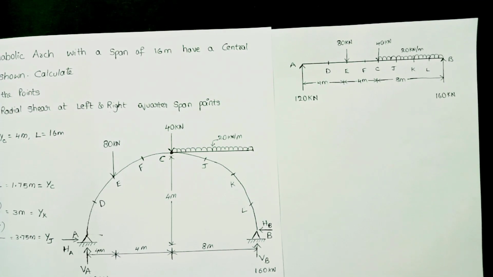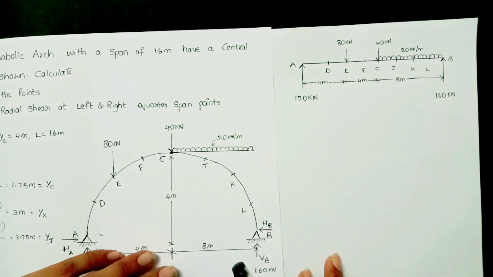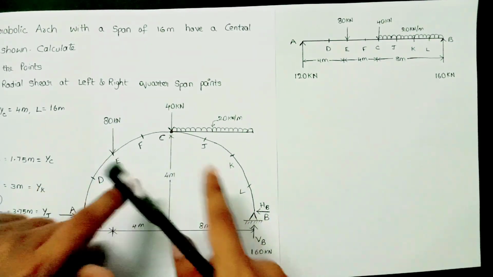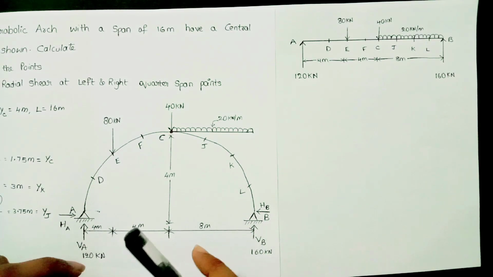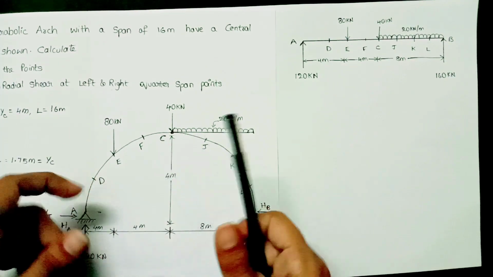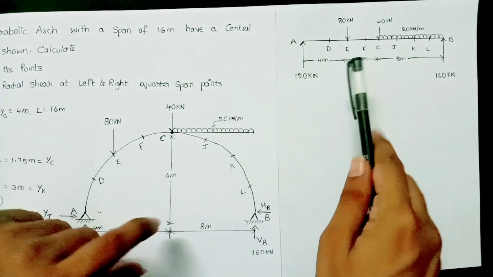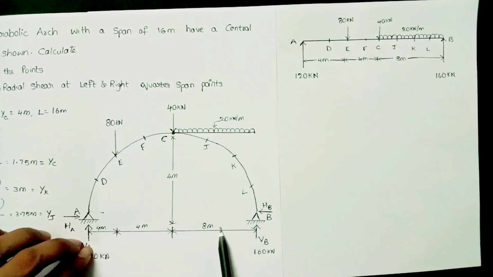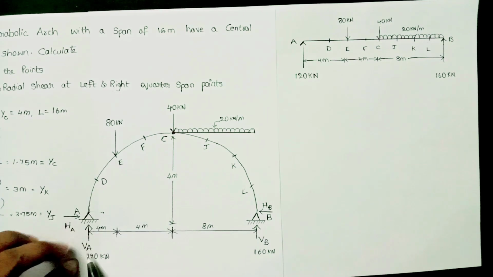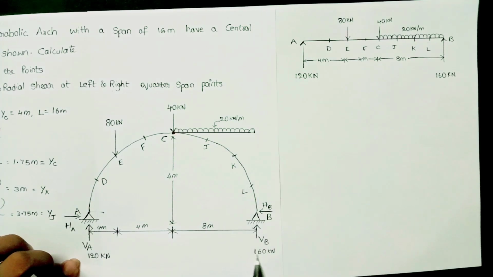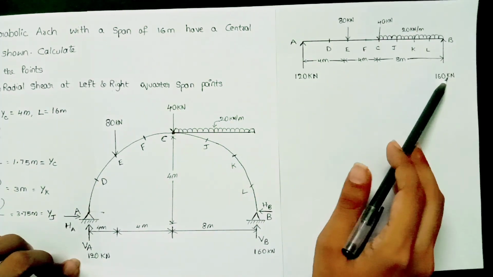After calculation of support reactions, now we have to calculate the beam moments. Beam moments means we have to assume the arch as a simply supported beam. We have to treat this entire arch as a simply supported beam and then calculate the moment at each point. So I have straightened this arch and made it into a simply supported beam with the same dimensions, 4 meters, 4 meters and 8 meters. This is the vertical reaction at A, 120 kilonewton, and the vertical reaction at B, 160 kilonewton.